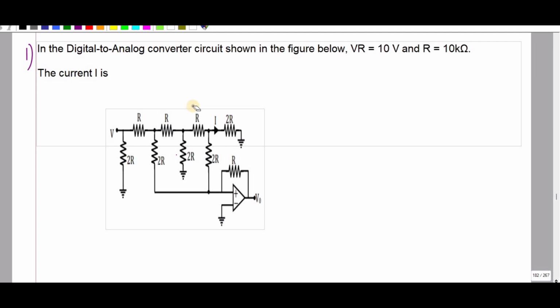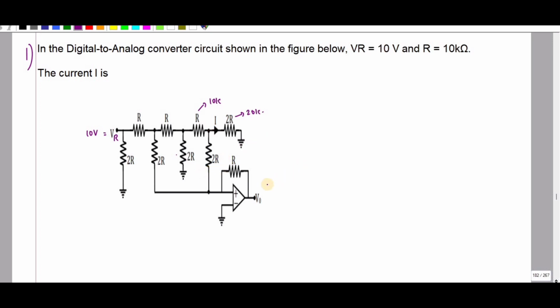So in this video, we are going to see about the problems on a digital to analog converter. So this is a digital to analog converter. Here, in the problem, they are given the value of VR. VR is equal to 10 volt, and they have given I here, and R value is 10K. This is 10K, so this is nothing but 20K. They have asked you to find the value of this current.